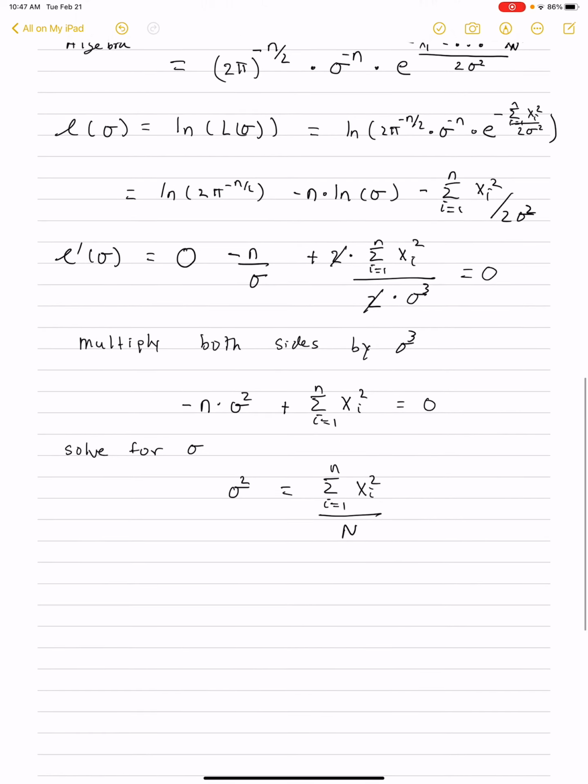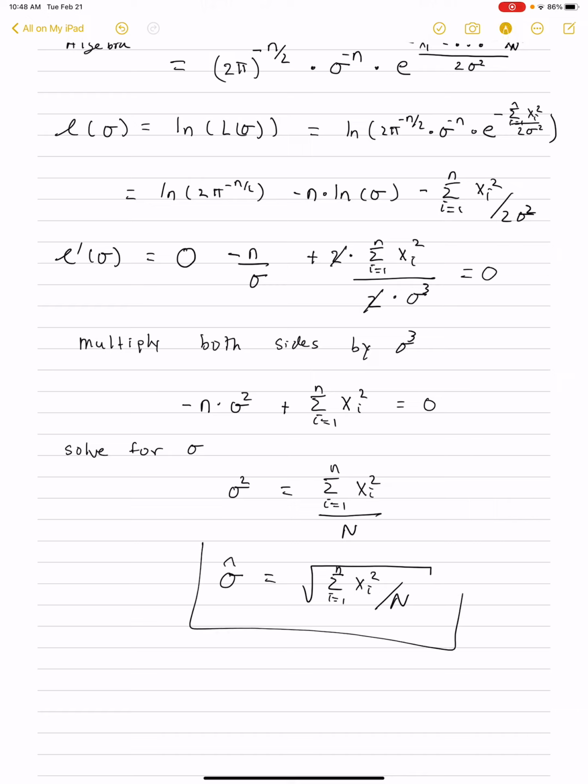Now, if we want to just get sigma, I'll take the square root of all of this. We'll get the square root of the summation from i equals 1 to n of xi squared divided by n. And what this says is take all of your observed values, square them, add them up, divide by n, then take the square root. That is the estimator for the standard deviation. And this is your maximum likelihood estimator.